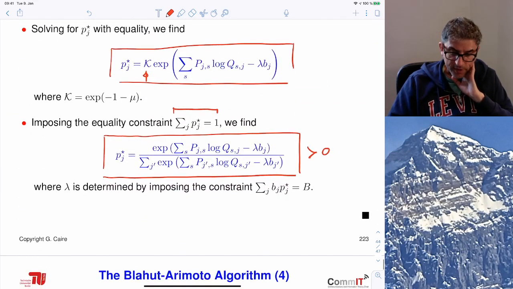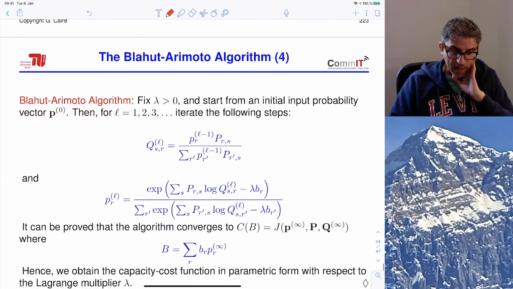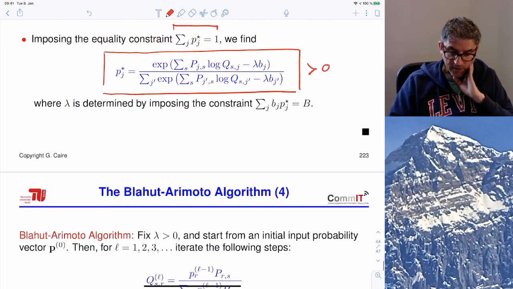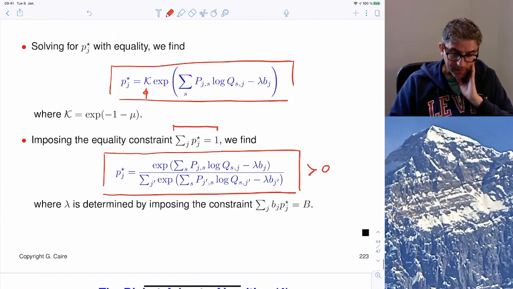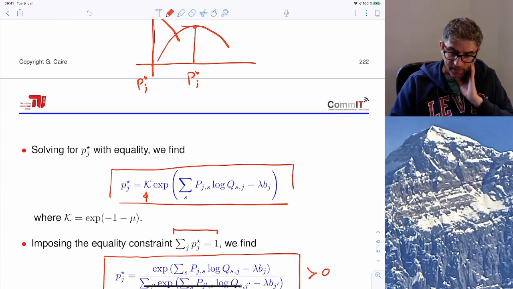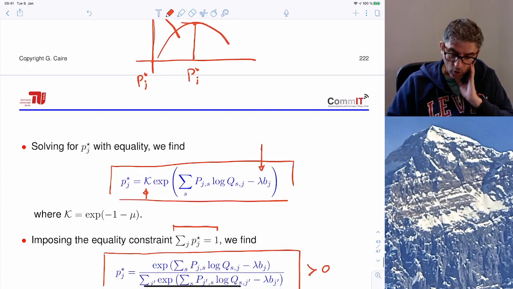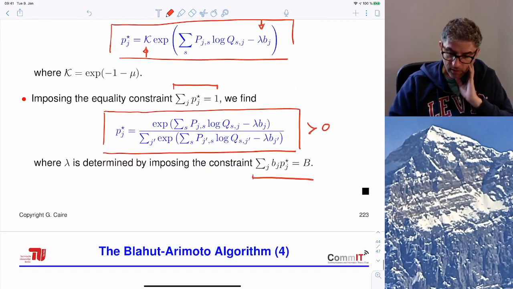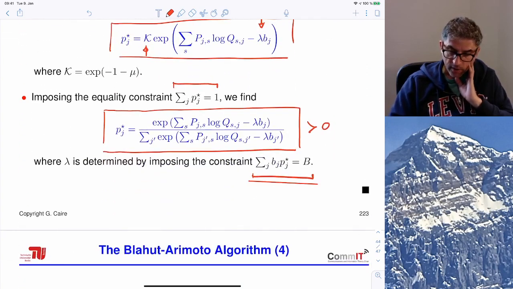So this proves point C. And now the Blahut-Arimoto algorithm simply consists of alternating these two steps. So notice the following. In general, I should determine the Lagrangian multiplier lambda in order to impose the equality constraint on the cost. But this is difficult to do because you have to plug this probability in here, solve for lambda, and impose this, right?